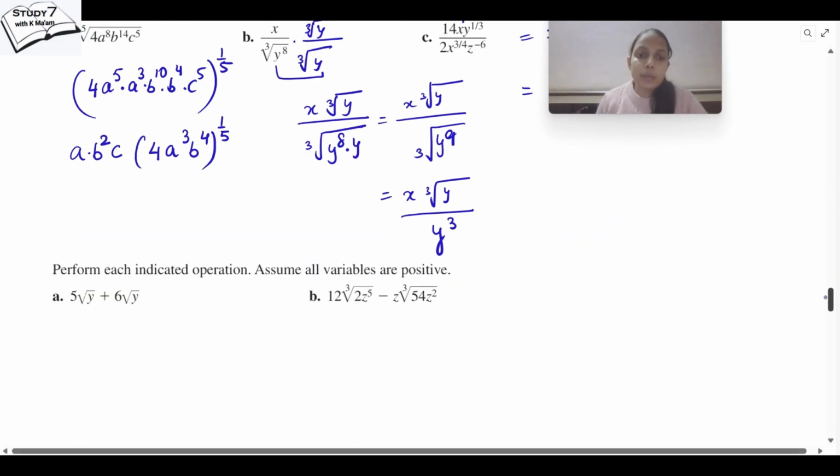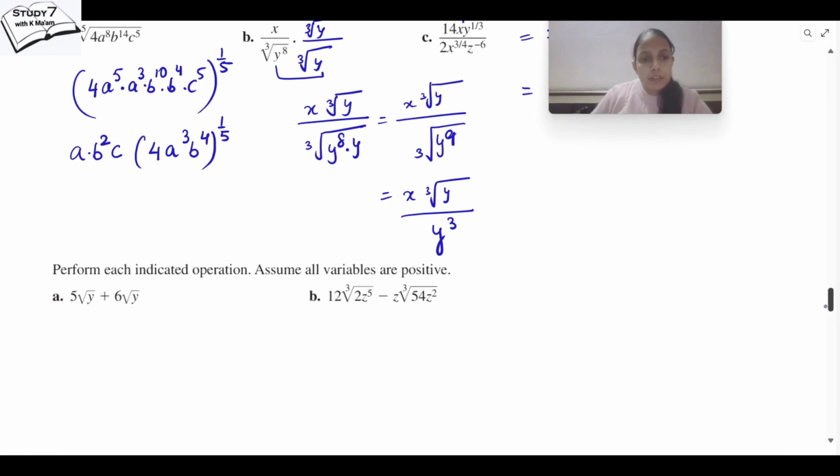Perform each indicated operation, assume all variables are positive. 5 times root y plus 6 times root y. So it will be 11 times root y. 5 and 6 make 11.